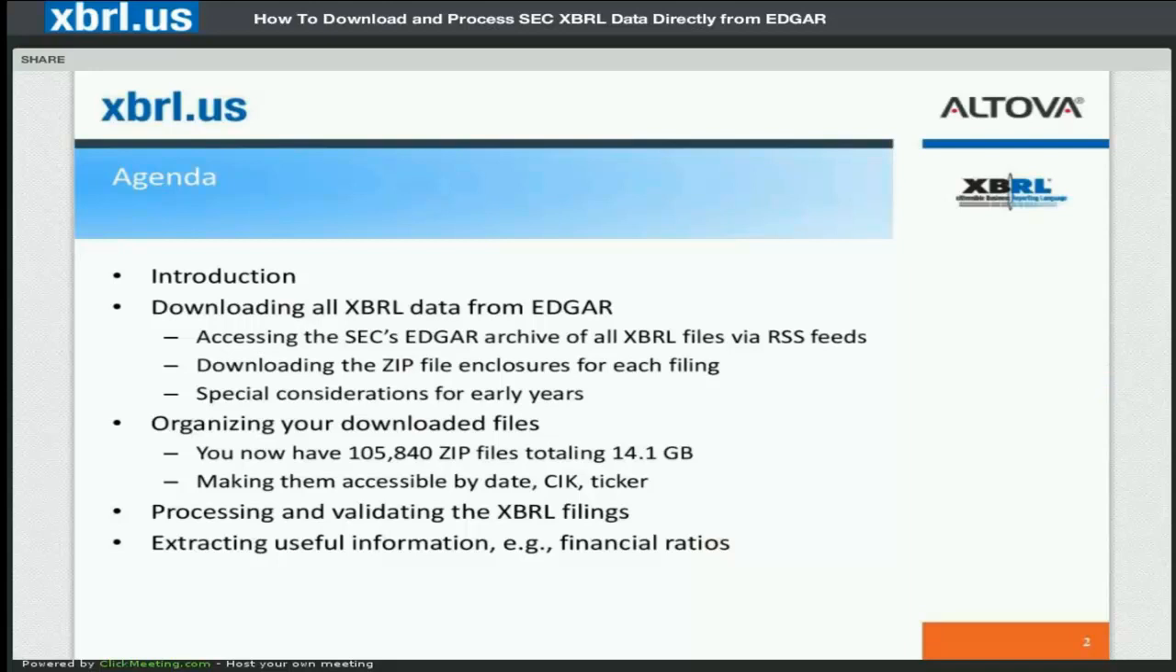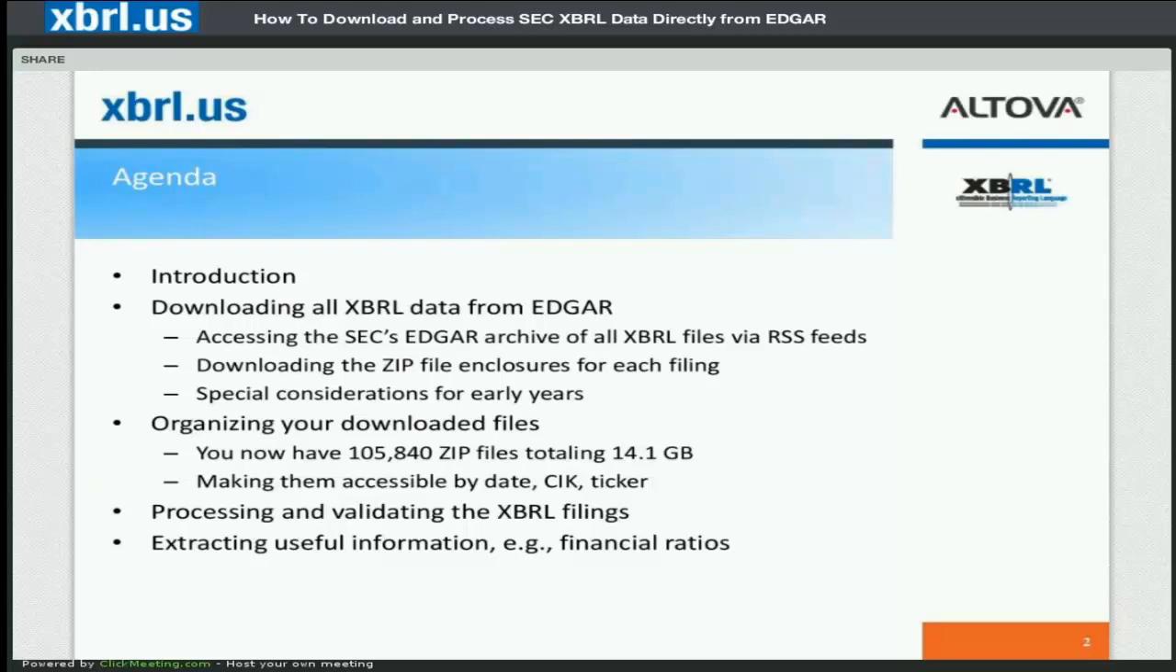Then we'll talk briefly about how to organize those filings on your hard drive. As Philip mentioned, in this approach today, we're not going to shred the data and put it into a database. Instead, we're going to just keep the files as XBRL files on our hard drive and then process them that way. So we need to think a little bit about how to store and organize those files. We're talking about a total of, as of last week, 105,800 zip files, totaling about 14.1 gigabytes. So we need to put a little bit of thinking into that. And then we want to make them accessible, obviously, by date range, by CIK number, central index key number, or by ticker.